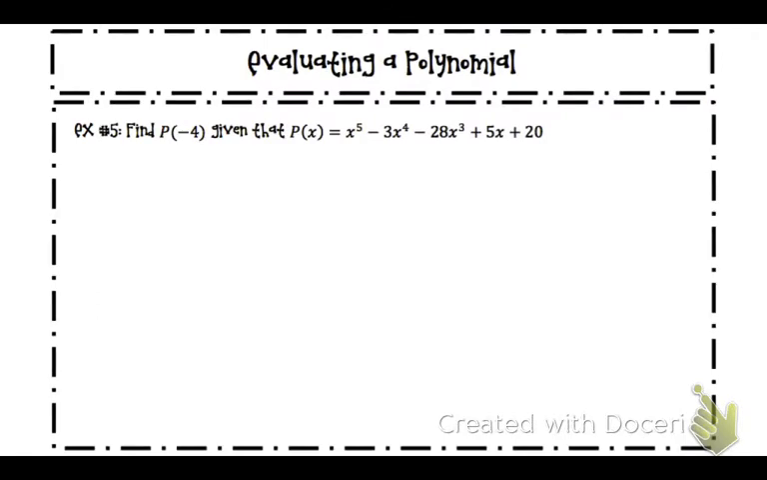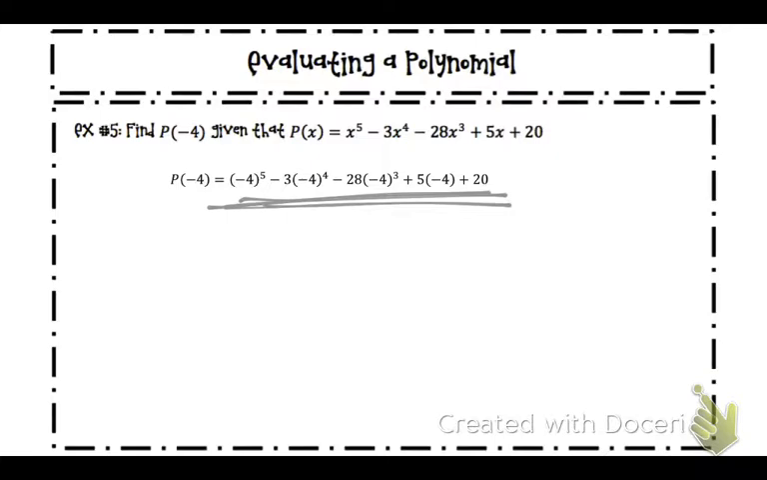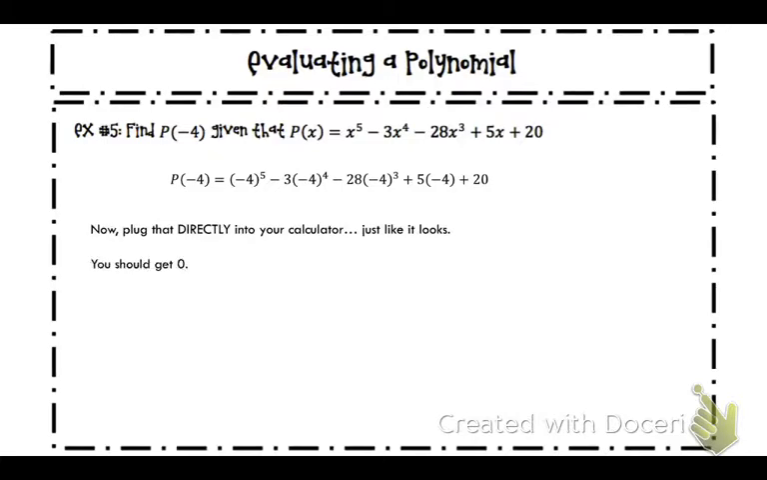Okay? Last little thing, so this is the remainder theorem. So we have to find p of -4 given p of x equals x to the 5th minus 3x to the 4th minus 28x cubed plus 5x plus 20. So if we're finding p of -4, I'm just going to plug -4 in for all my x's. And I want you to pull out your calculator, plug the right side of this equation in exactly how it looks. Don't try and do it all fancy, just plug it in exactly how that looks. And you should get 0. Since you got 0, that means that the remainder is 0, which means that x plus 4 is a factor of that.